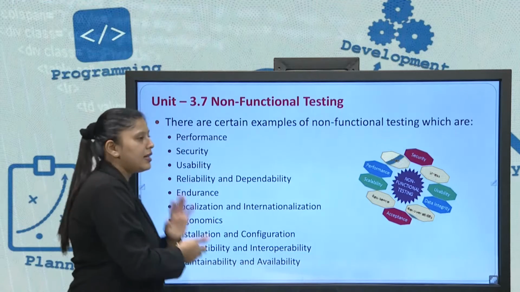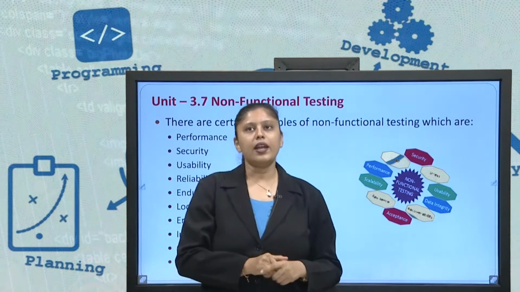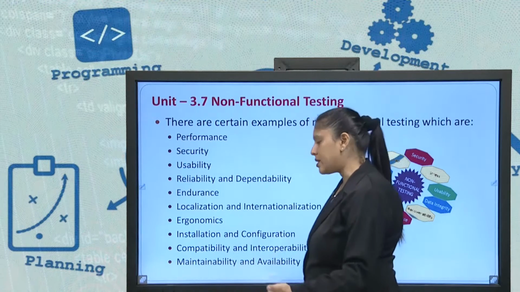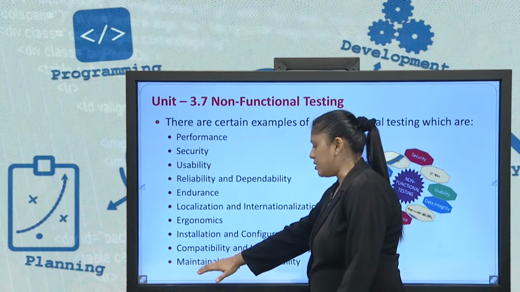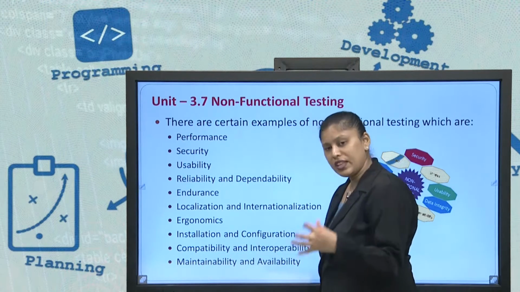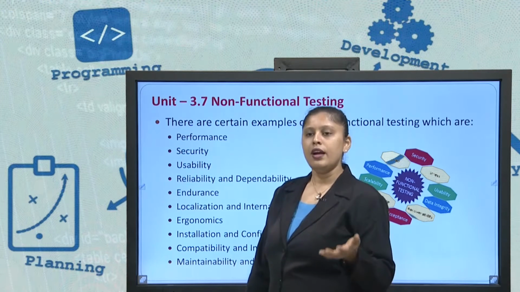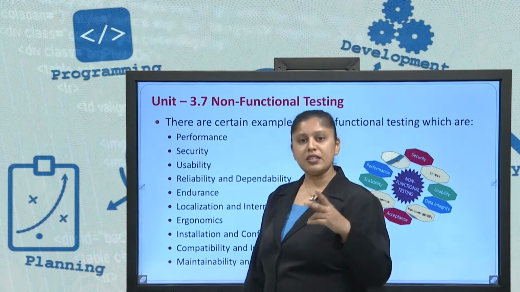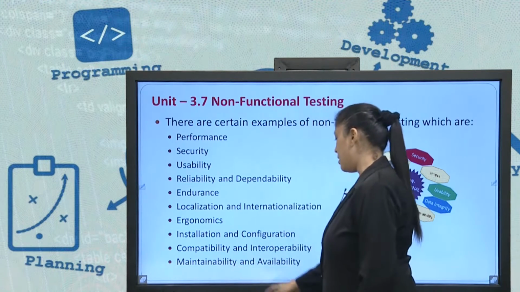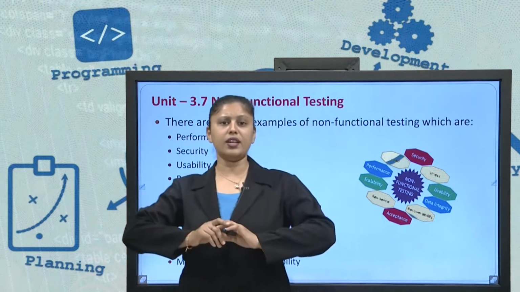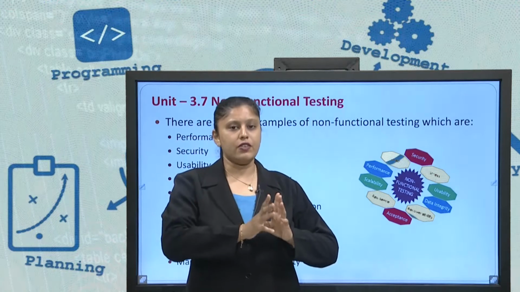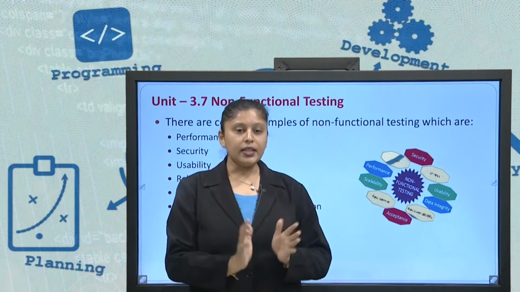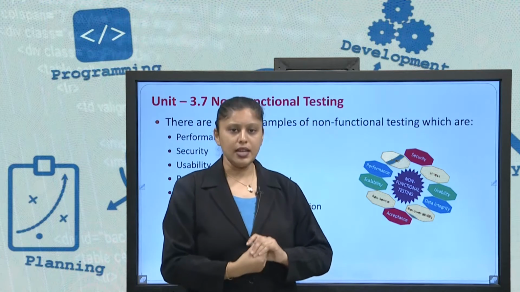Then maintainability and availability. When I have given my software to my customer, how will I be maintaining that software? Maybe after 2 years I need maintenance on that software, and then it comes under maintainability and availability. Whether my software will be available 24/7 to the users, and if maintenance is required, whether it will be maintained properly or not, comes under maintainability and availability.